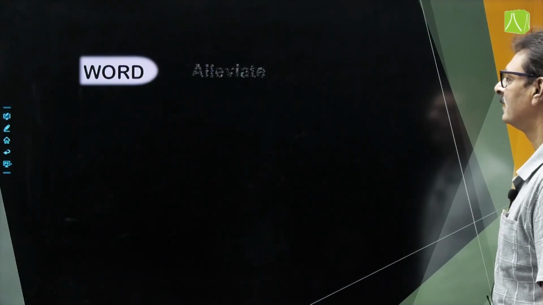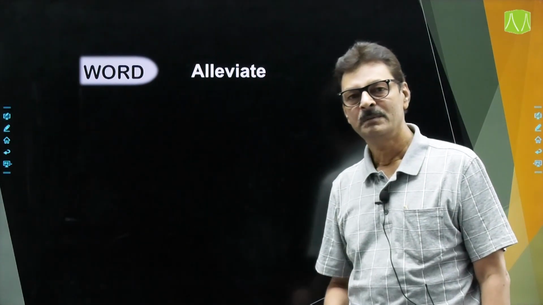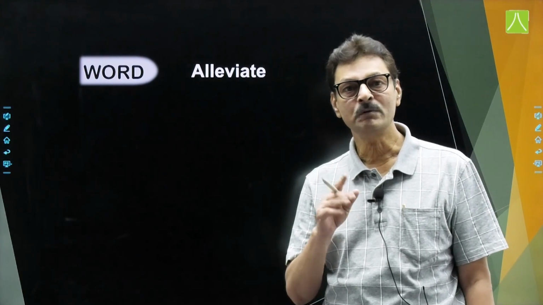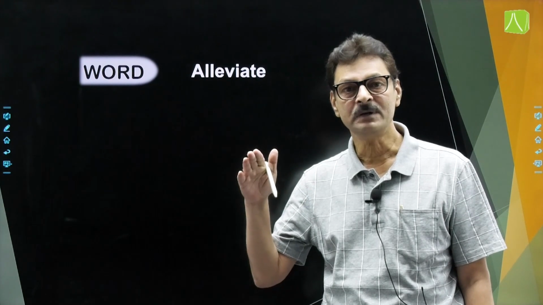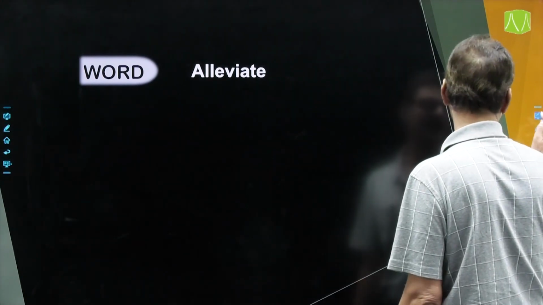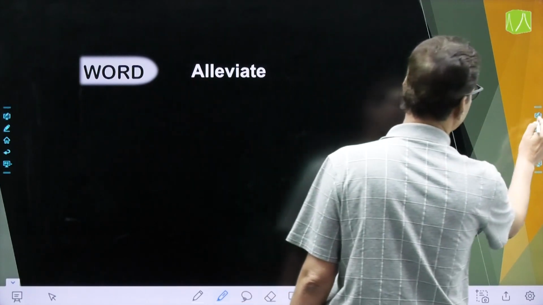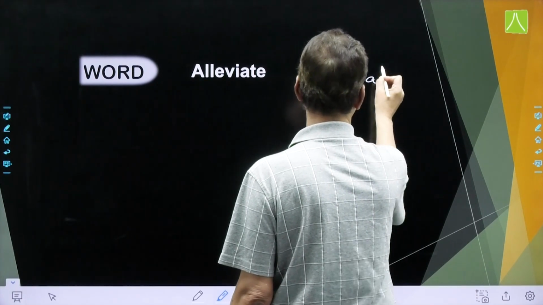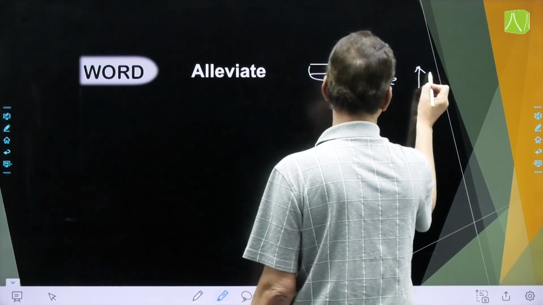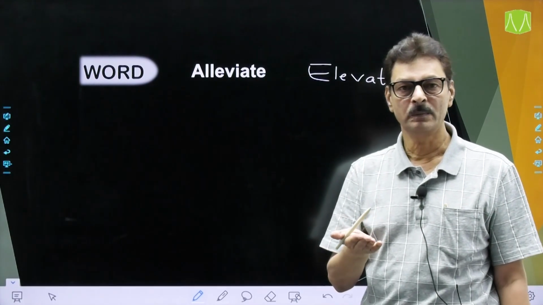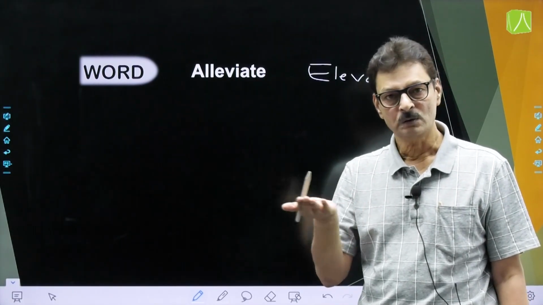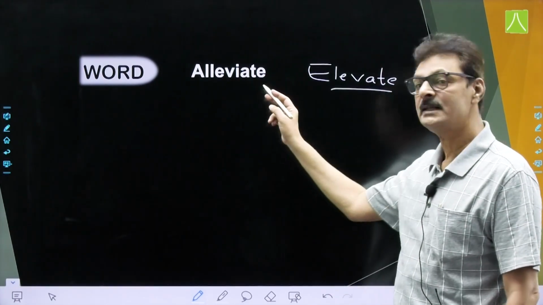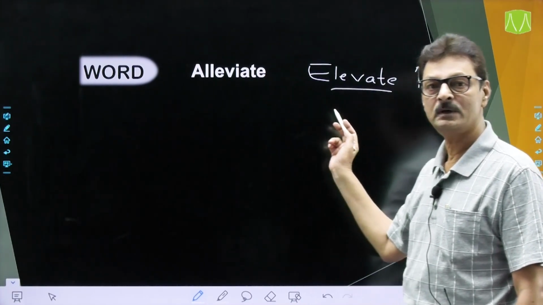Next one, alleviate. Please don't make a mistake in this word. Alleviate has nothing to do with elevator. Elevator lift, उससे कोई लेना देना इस word का नहीं है. Alleviate is different from elevate. This is elevate. Elevate is to increase, to rise, to go up, ऊपर की तरफ जाना. So elevator comes from here, but this is alleviate. Nothing to do with this word elevate.